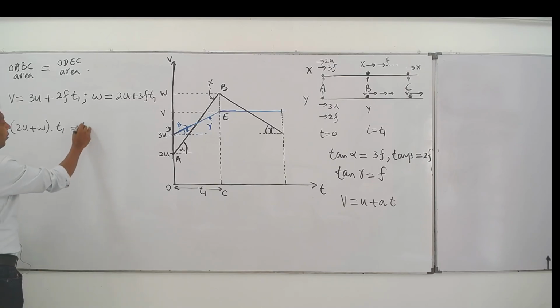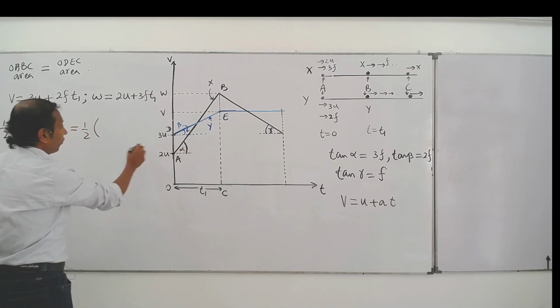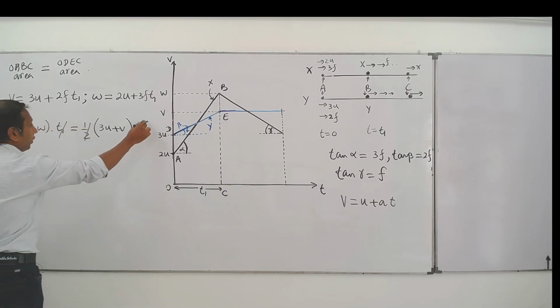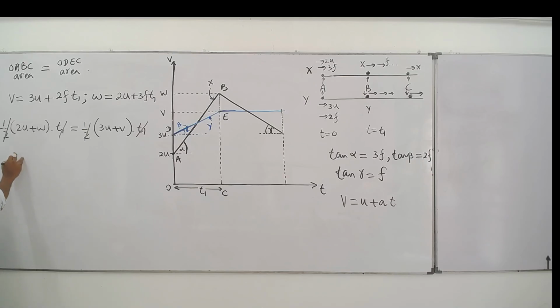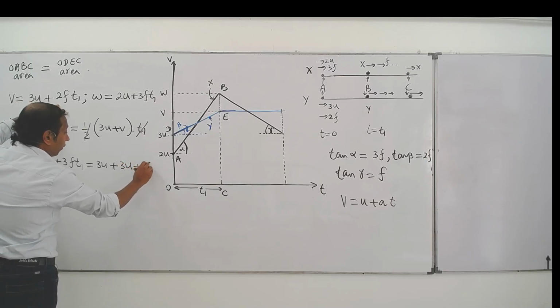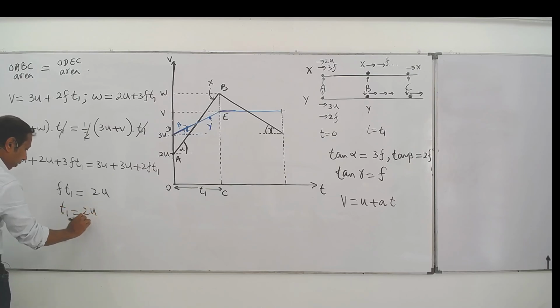Right. ODEC is half the sum of the parallel sides, 3u plus V, into T1. Half T1, half T1 you can cancel down. Here 2u plus W is 2u plus 3f T1, and 3u plus V is 3u plus 2f T1. Bring to this side: 3f T1 minus 2f T1 is f T1. Here 6u, here 4u, it's 2u. When you take this to the side, T1 is 2u by f.